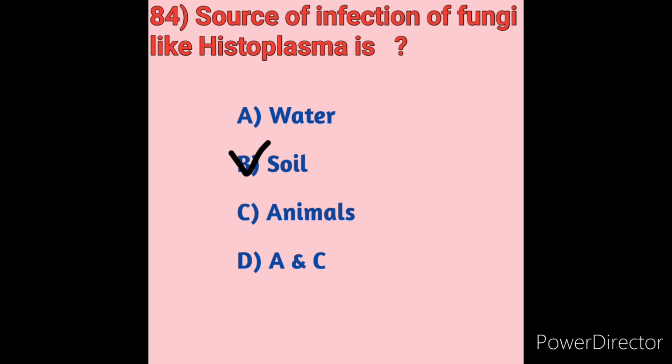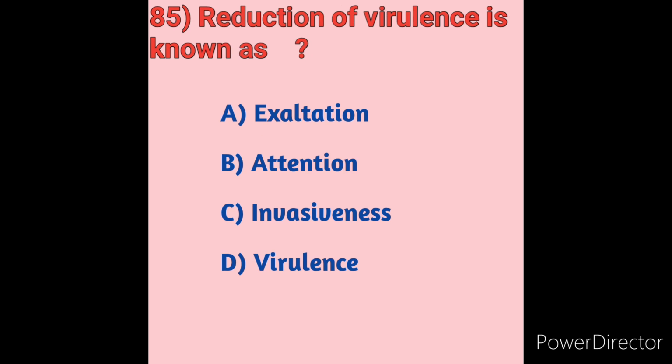Next we will move on to question number 85. Reduction of virulence is known as what? We will see the options. Option A exaltation, option B attenuation, option C invasiveness, option D virulence. We will see one by one what they mean.